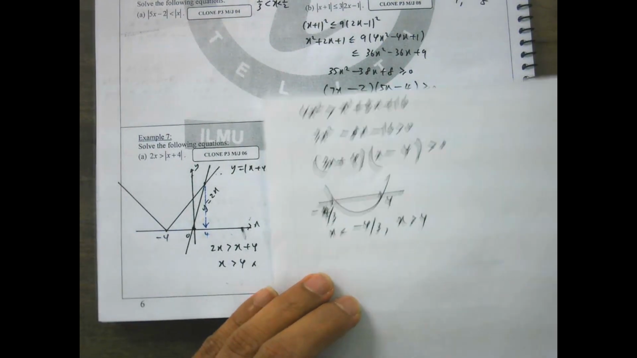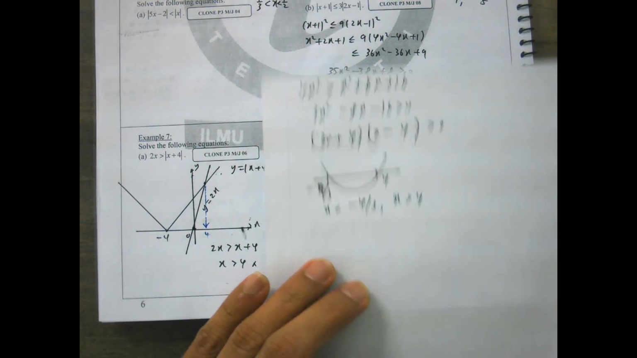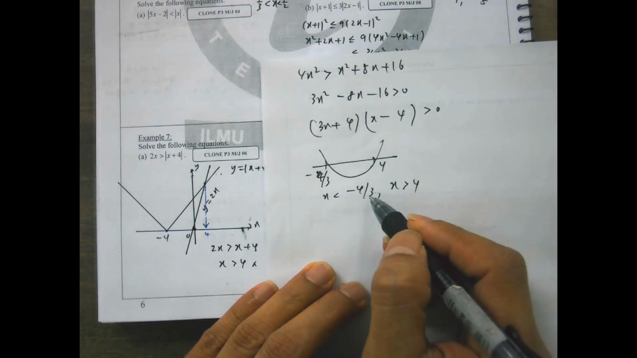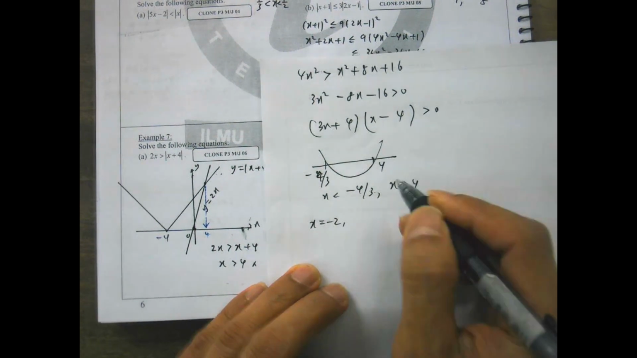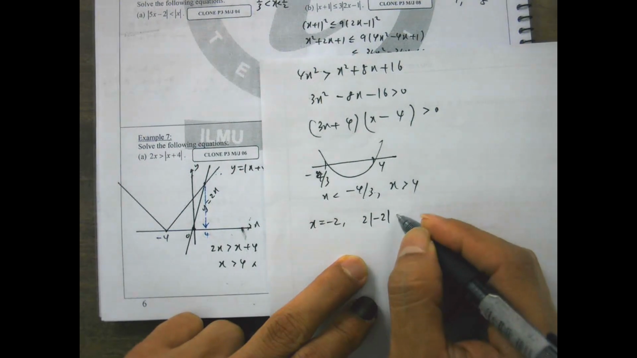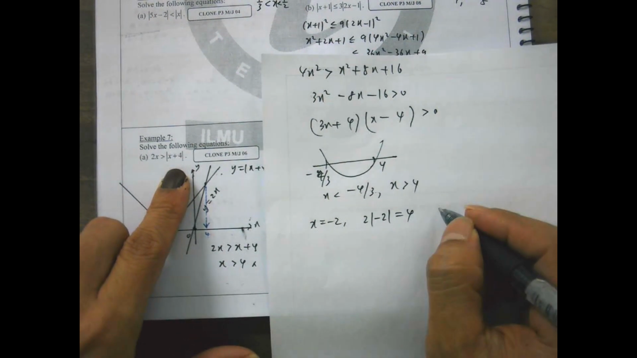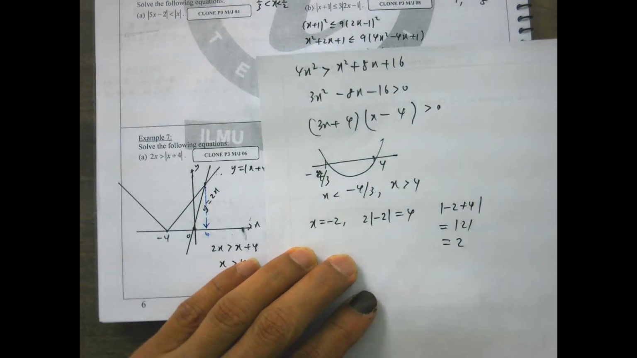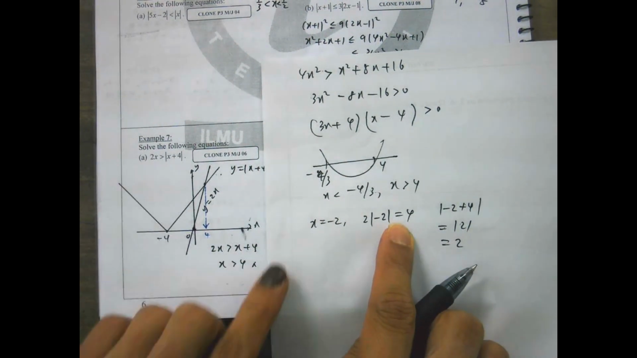Yes? But you need to double check. We don't know whether this is true or not. So we pick a number less than negative 4 over 3. Give me a number less than negative 4 over 3. Maybe we take negative 2. We let x equals negative 2. You put inside 2x, negative 2, you get negative 4, right? If I put negative 2 inside, what do I get? Negative 2 plus 4 is modulus of 2, which is 2, right? So can we say that 4, wait, yeah, I made a mistake here.